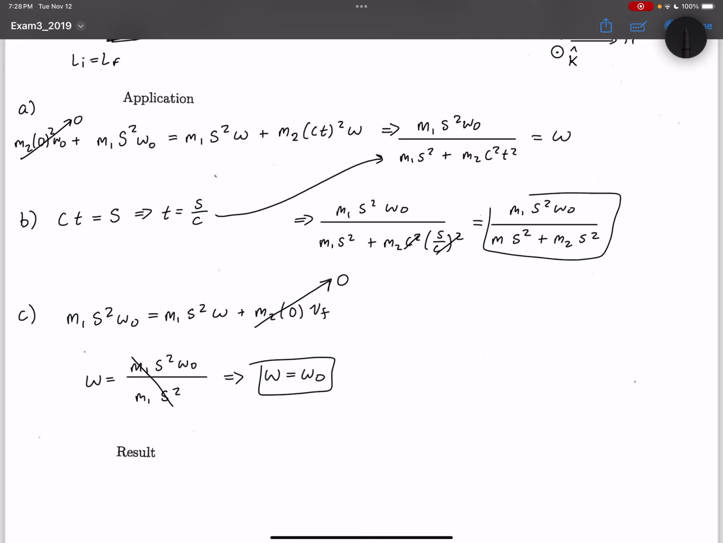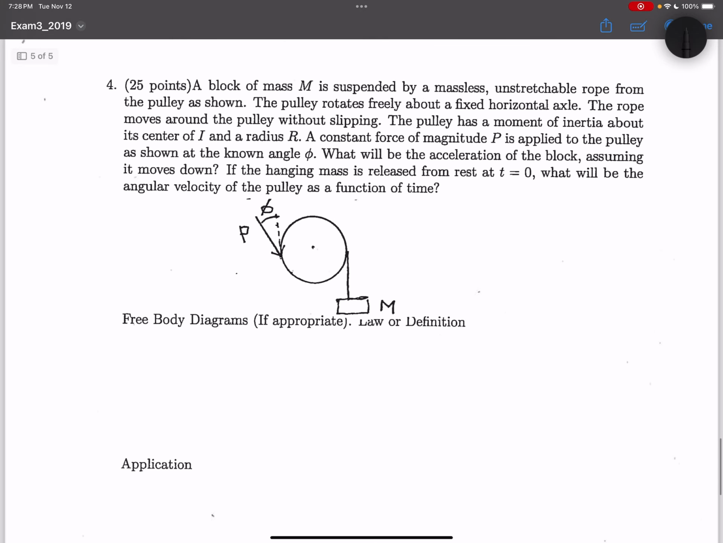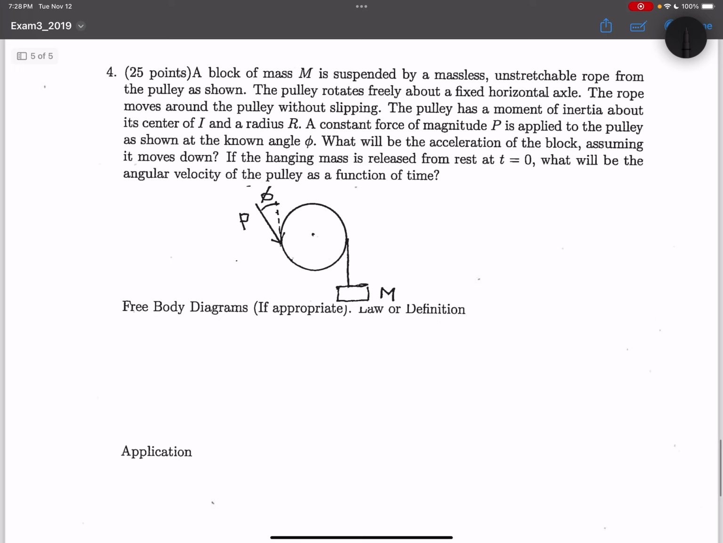Cool. Nice. All right, so the next question here is a pulley question. So a block of mass m, excuse me, well, my sneezes are on the internet now.